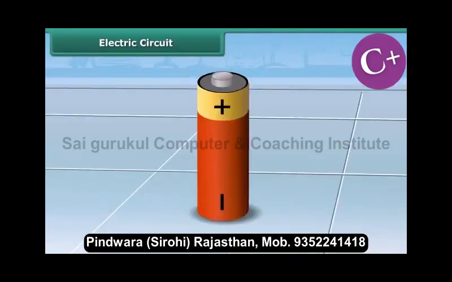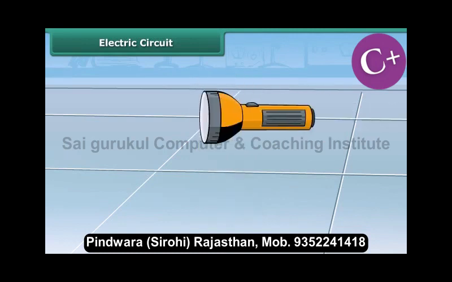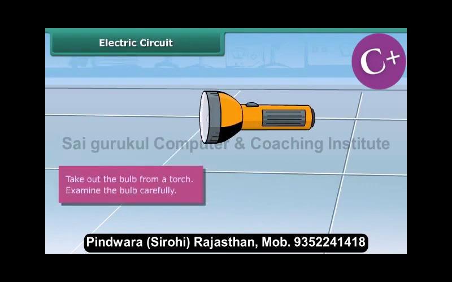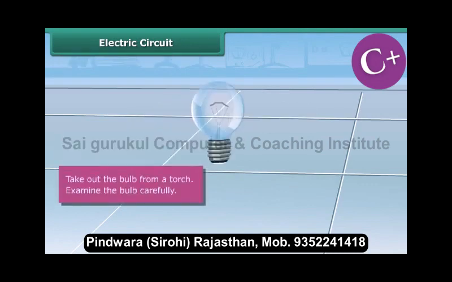An electric cell or a dry cell is the source of electricity for the bulb to glow. Let us know how the bulb in a torch glows. Step 1. Take out the bulb from a torch.